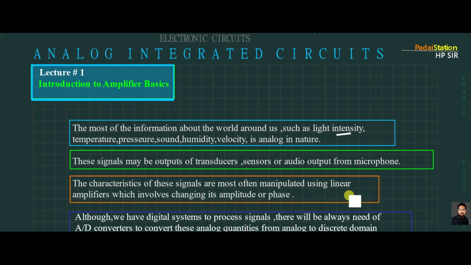So there are two kinds of amplifiers, okay? Linear amplifiers and the non-linear amplifiers. Later we'll define what is linear and what is non-linear amplifier. So we need to increase the amplitude, or we have to change the phase of such detected quantities which are coming from the sensors or transducers.